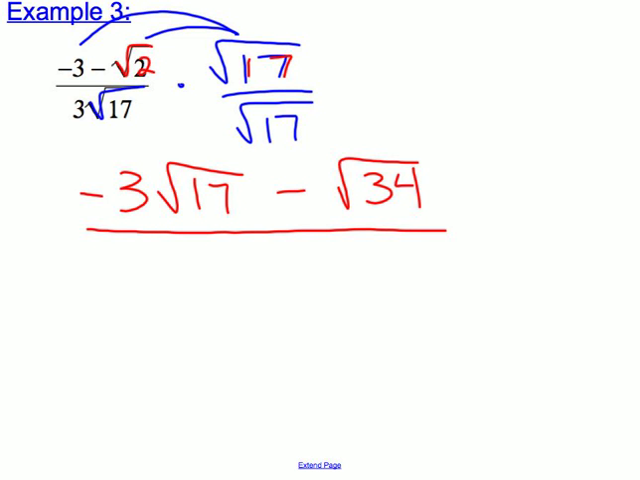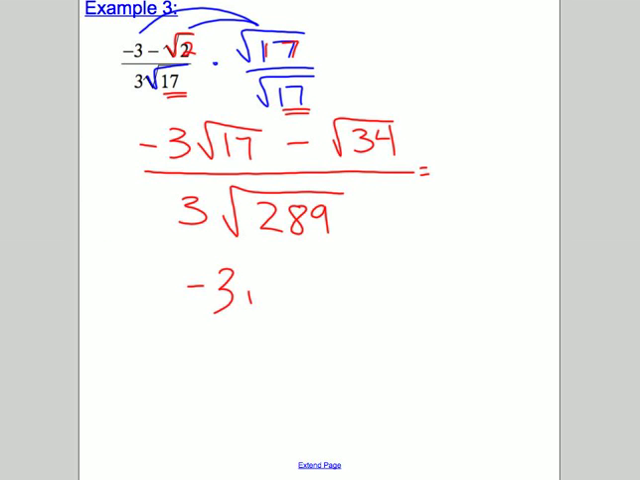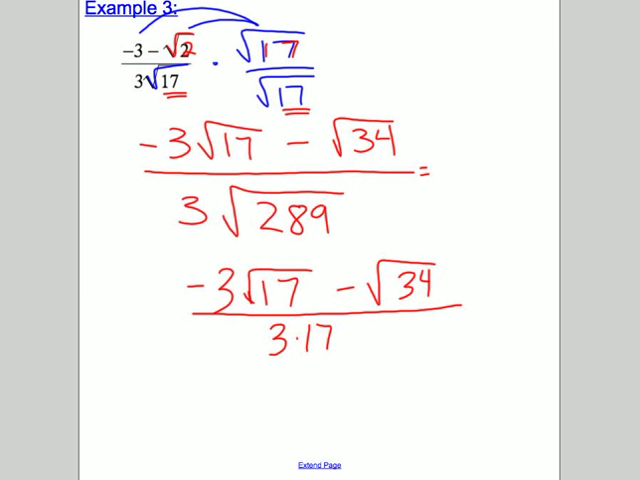I'm going to do the same thing on the bottom. I'm going to multiply, but this is all a multiplication problem, so it's just going to be 3 times the square root of, I'm going to multiply these two pieces together and put them in one radical, and I get 289. And maybe you could skip this step because I know the square root of 289 is 17, because I just did 17 times 17 to get that answer. So this can simplify further into negative 3 square root of 17 minus square root of 34, all over 3 times 17. And one last step, I can actually do the 3 times 17, and I'm going to get 51.